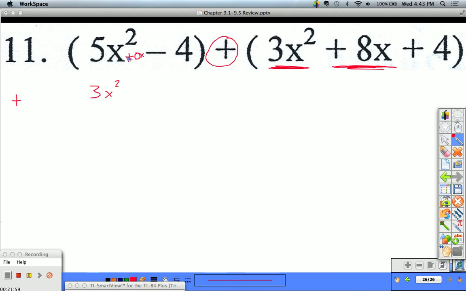On number 13, we have an addition problem, so I want to bring the plus sign down underneath the first polynomial and then stack the like terms. 5a squared I want to stack underneath the other a squared. Well, we don't have any a squareds in the first polynomial, so let's just write it over here to the left. I want to stack the 8a underneath the other a, so plus 8a. Minus 11, stack underneath the other constant of negative 7, so minus 11.